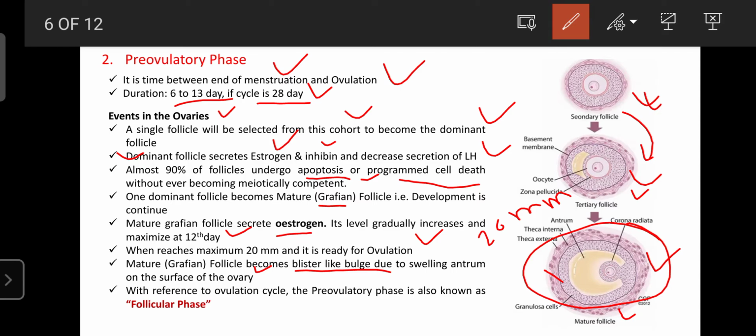Okay, so with reference to the ovarian cycle, this pre-ovulatory phase is also known as the follicular phase, because the follicle development and maturation completely take place in the ovary. Only one secondary follicle can dominate, can become the dominant follicle, as well as the mature or Graafian follicle. So that's why it is completely involved in the follicular phase.